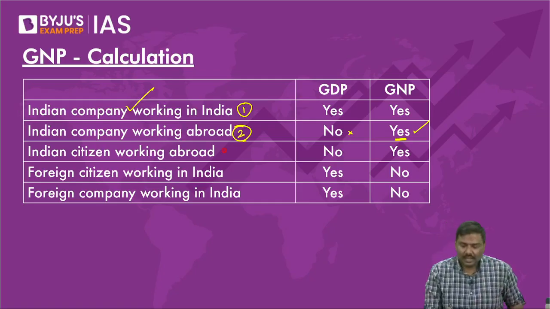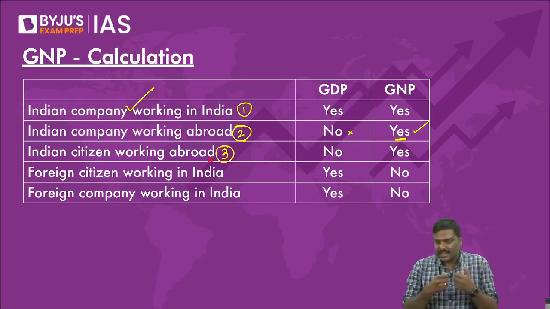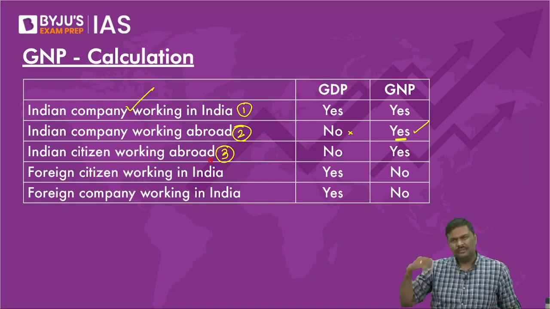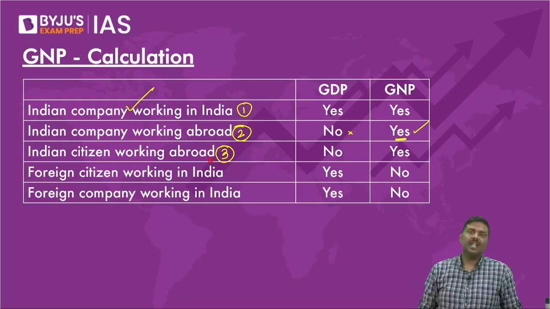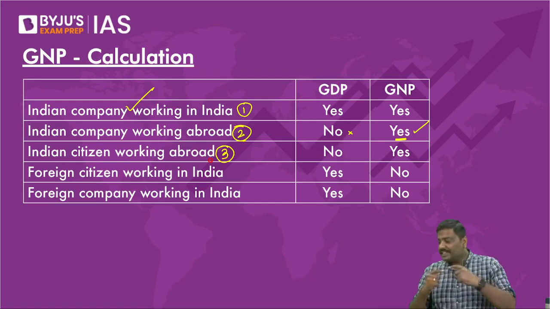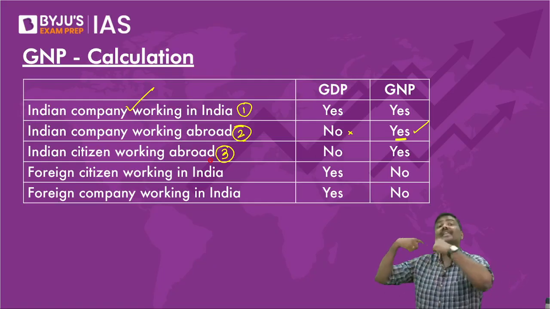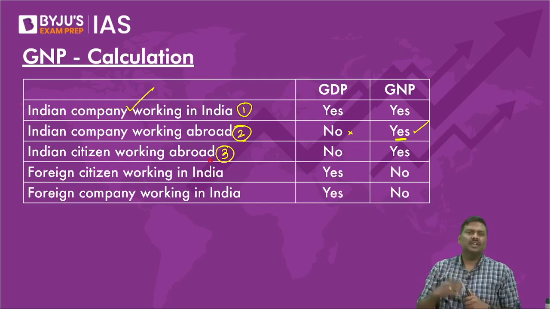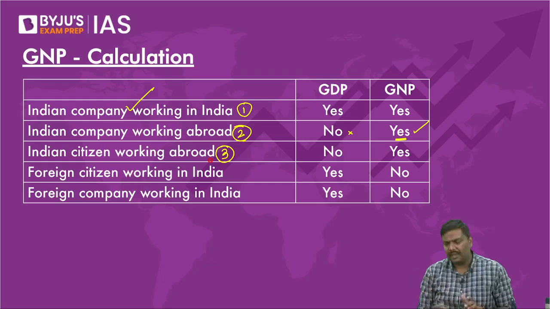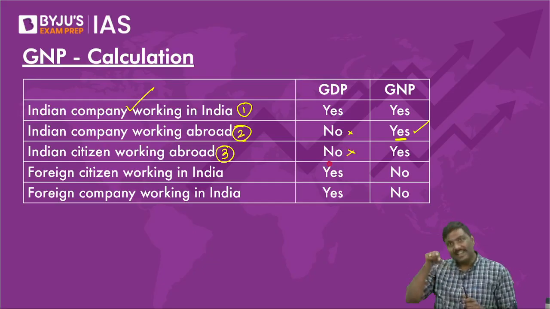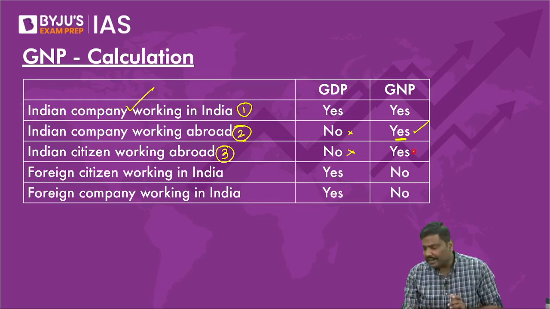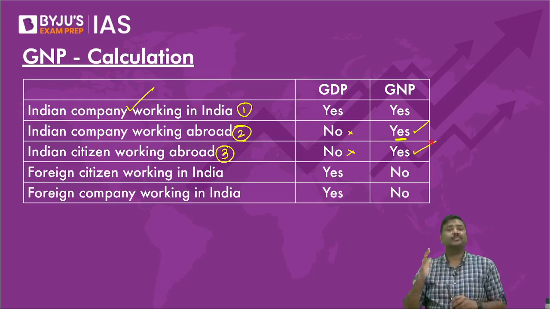Third one, an Indian citizen, let's say a software engineer, will go for 3 months, 5 months to USA and will earn a salary. Point number one, the citizen is earning the salary outside India. Should we count it as part of India's GDP? No. But this is an Indian citizen, part of India's nationality, so we will count it as a part of India's GNP.